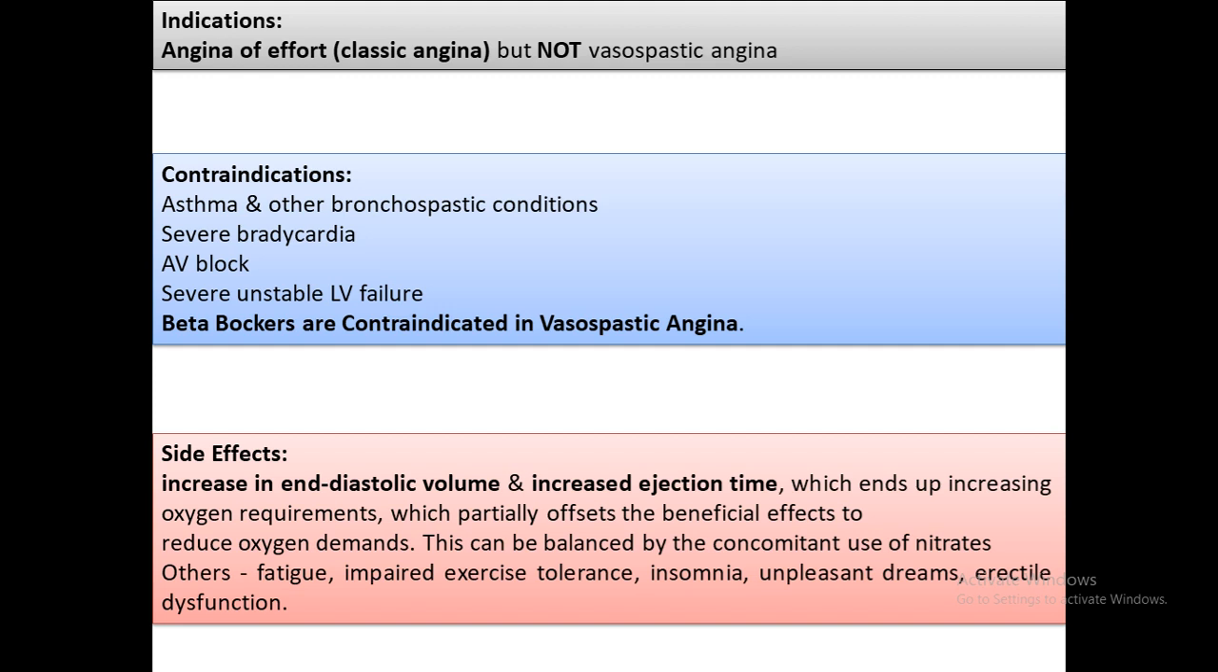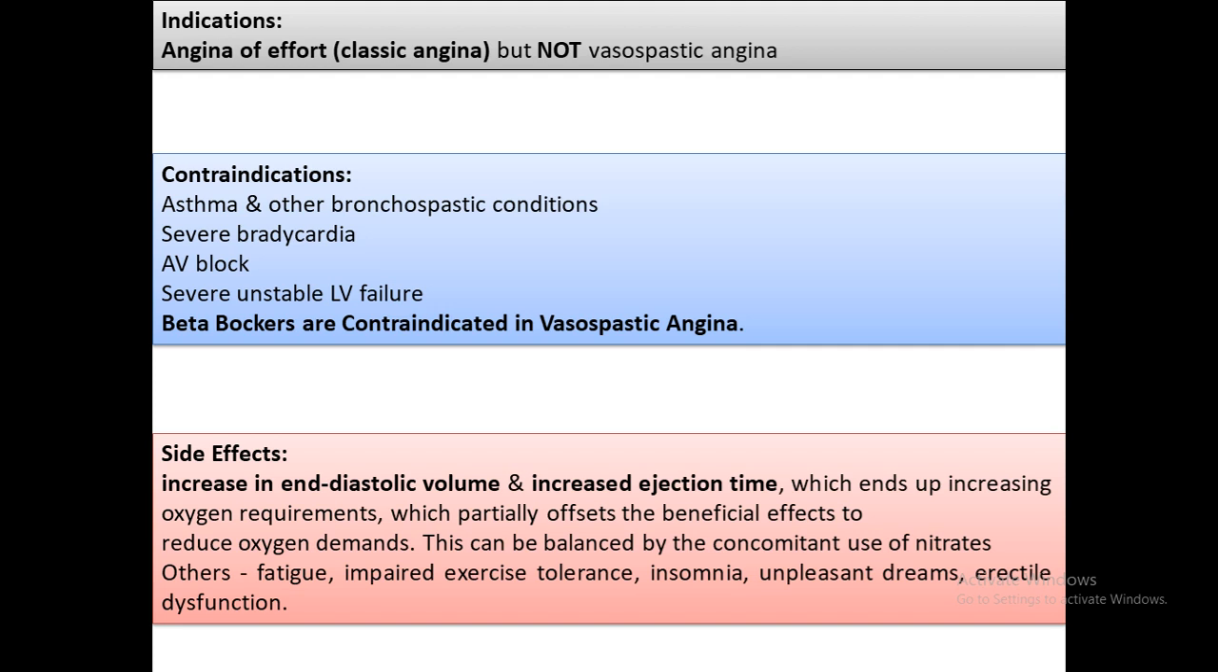Treatment: angina of effort, classical angina, but not vasospastic angina. Contraindication: asthma, because if we are using a non-selective beta blocker like propranolol, it will act on the beta 2 receptor also, so it will be responsible for asthma and other bronchospastic conditions, and beta 2 receptor will also be responsible for the contraction of the bronchial smooth muscle. Severe bradycardia, AV block, severe unstable left ventricular failure. Beta blockers are contraindicated in vasospastic angina.